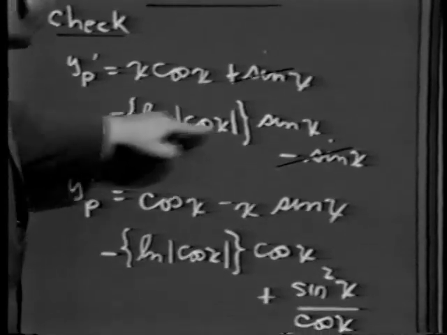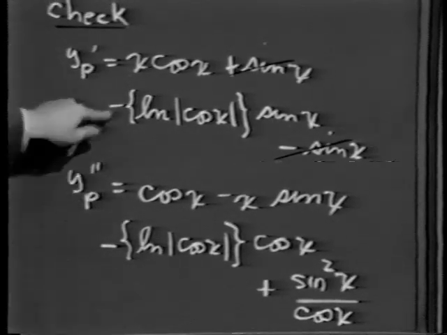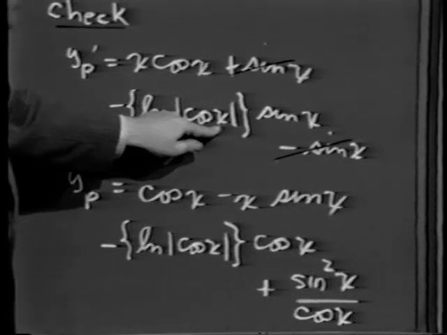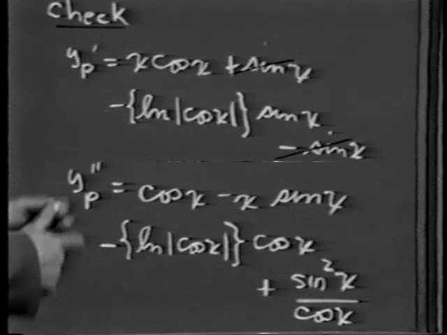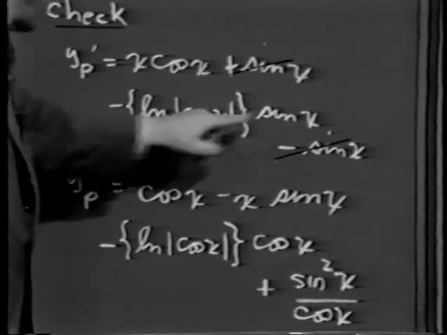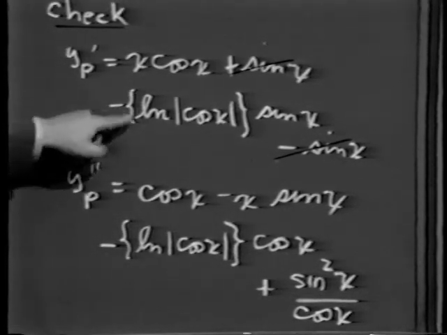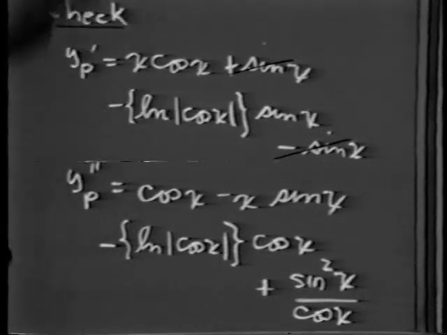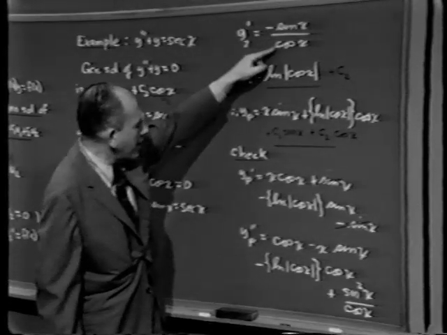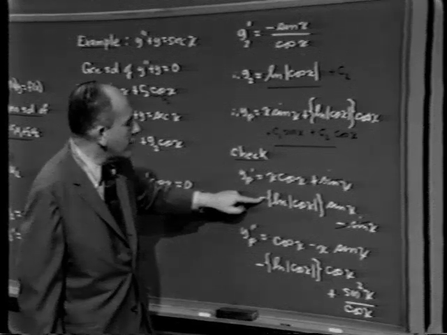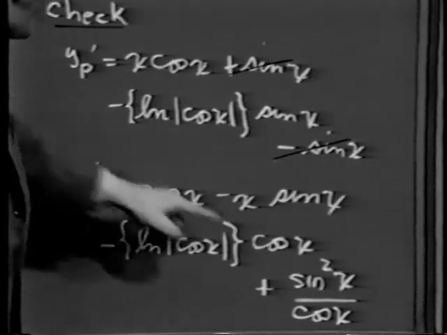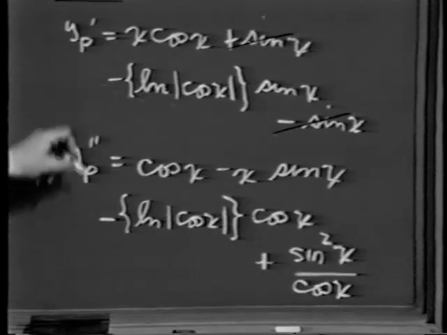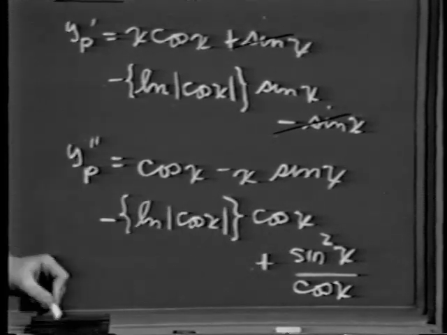Now I have to differentiate this term, which is also a product. That's minus log absolute value cosine x times cosine x. See, that's this term over here. And now it's going to be what? This times the derivative of this. We already know that the derivative of this is minus sine x over cosine x. With a minus sign in front, it just becomes sine x over cosine x. Multiplying that by sine x, I get sine squared x over cosine x. So yp double prime is this.